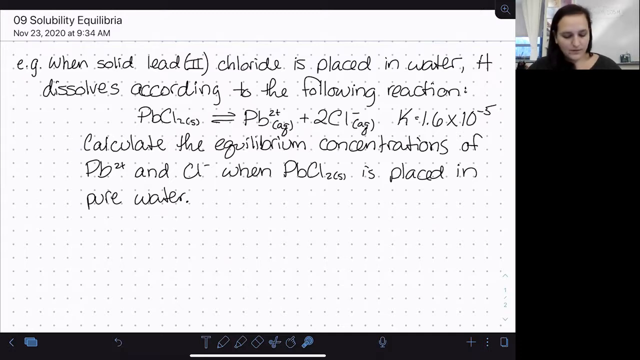So you're given this equilibrium that is lead 2 chloride dissolving in water to form aqueous ions. You're given the value of the equilibrium constant and asked to calculate the equilibrium concentrations of lead and chloride ions when lead 2 chloride is placed in pure water. So this is just going to be a set up an ice table and solve situation here, nothing new. So take a minute or two and try this one on your own.